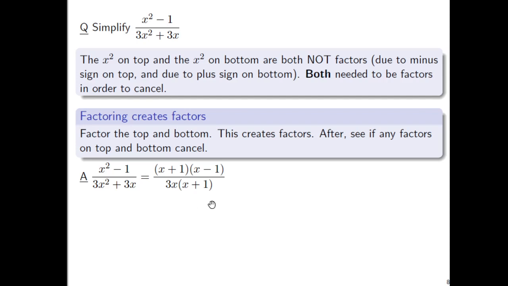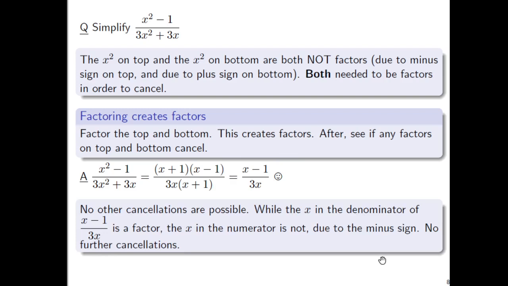So you'll see that there's an x + 1 factor on top and bottom, which cancel. You're left with an x − 1, which you can optionally have in parentheses or not. And in the denominator, what's left after canceling? Well, you'll just have that 3x. And now nothing else will cancel. The x on top and bottom won't cancel. There's no other cancellations. Here's why.